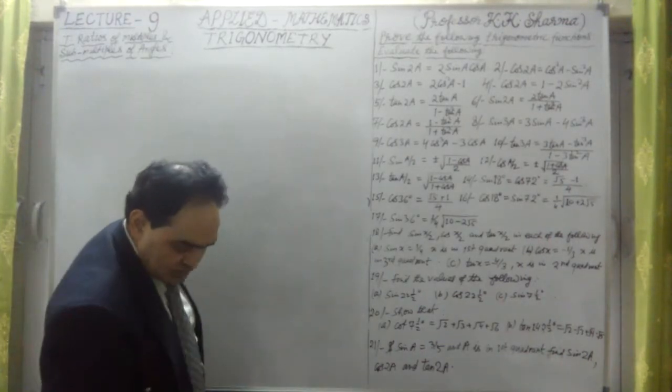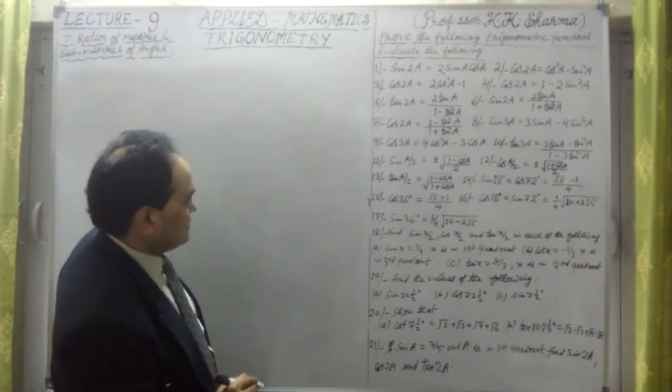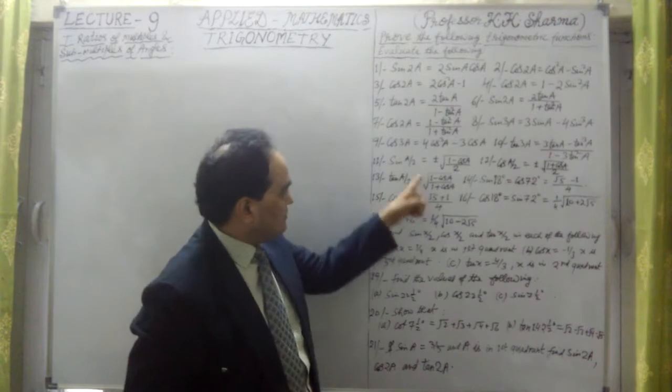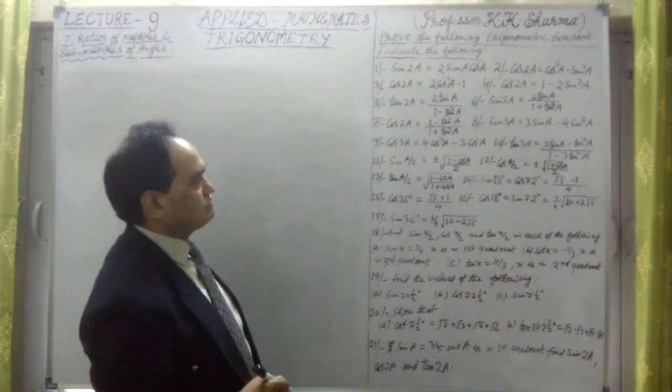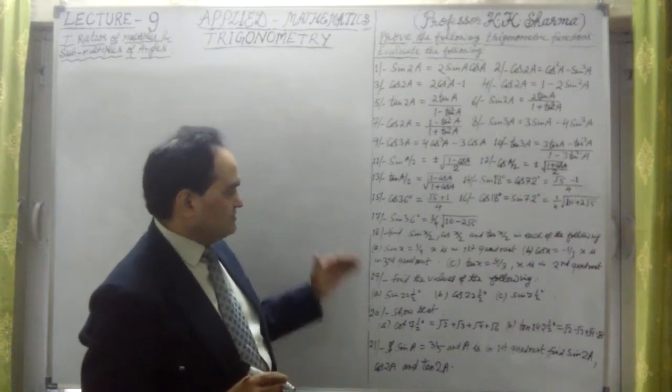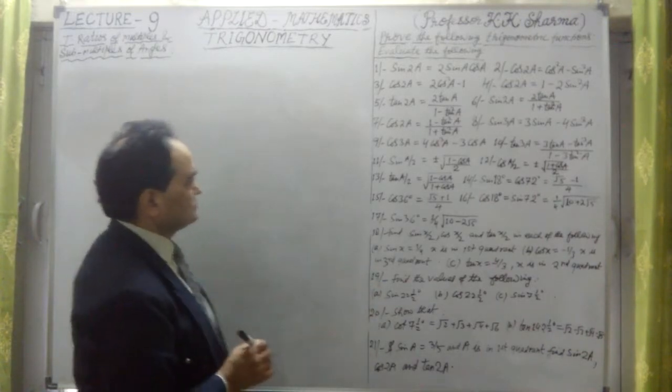Okay, now question number 11, what does it say? The 11th question is, is this sine A by now some multiple of angles from 11 onwards? Now, some multiple angles I am taking. This is sine A.